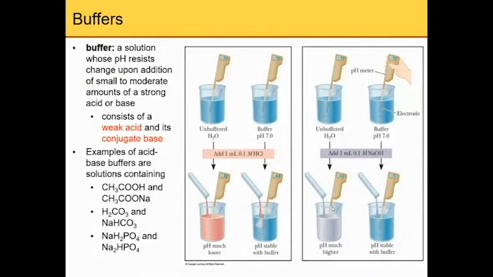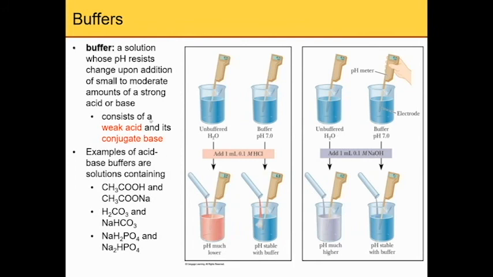And that gives you the concept of a buffer, the idea of a buffer. So if you don't have a buffer, like this unbuffered water, if you add 1 mole of hydrogen chloride, then the pH drops significantly. However, if you have a buffer, when you add a strong acid, then the pH will not change dramatically. And the same with a strong base, sodium hydroxide. If you have a buffer, then they don't change the pH dramatically.